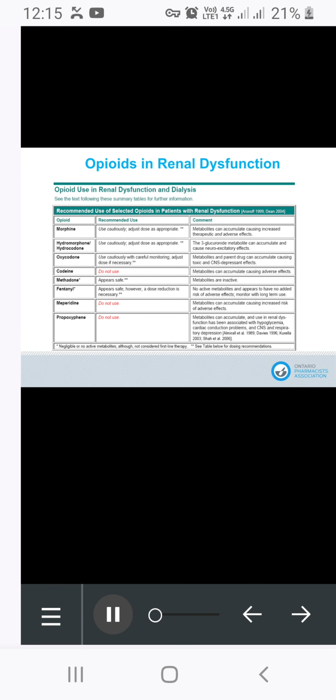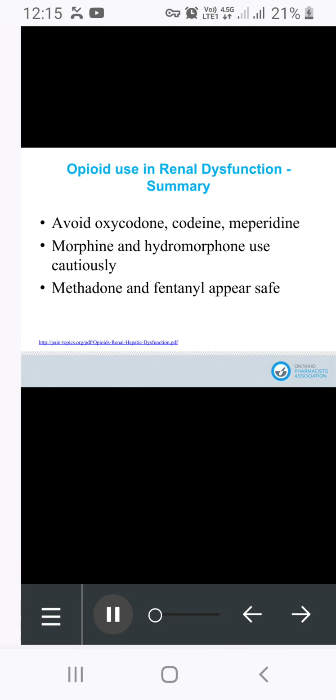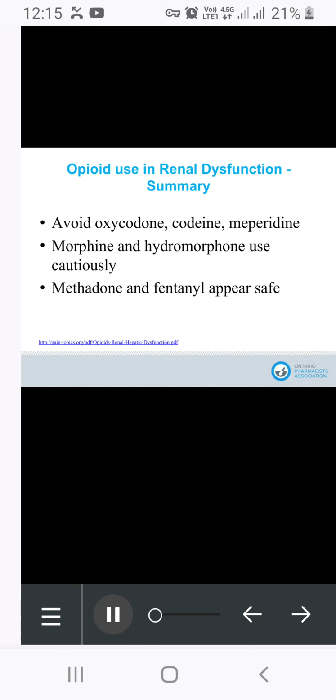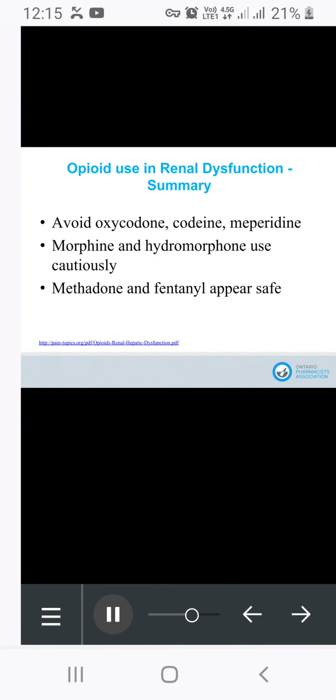Here's a slide about what to use and what not to use, and I'll summarize this on the next slide. But overall, methadone does appear safe. So overall, we'd like to try and avoid oxycodone, codeine, Demerol. We want to avoid Demerol or meperidine in virtually any pain condition now, as it's shown to be quite toxic. We use morphine and hydromorphone quite cautiously, especially in elderly people. And methadone and fentanyl do appear safe.